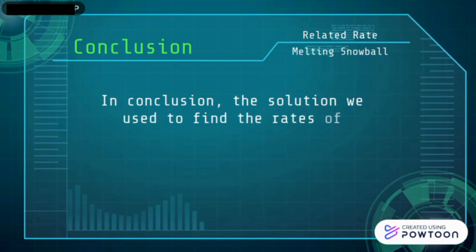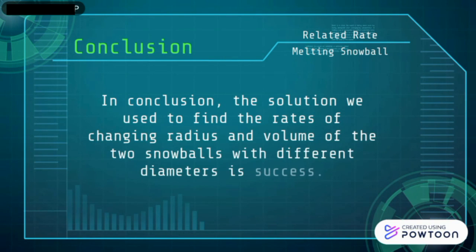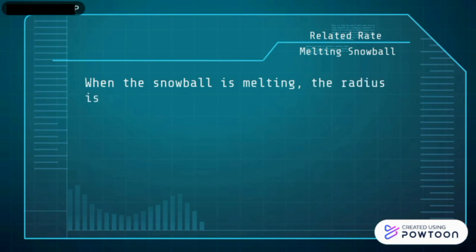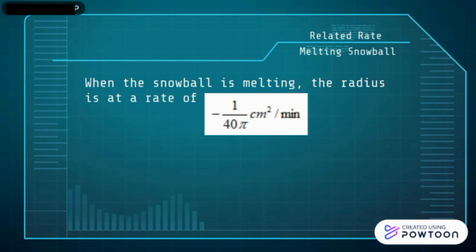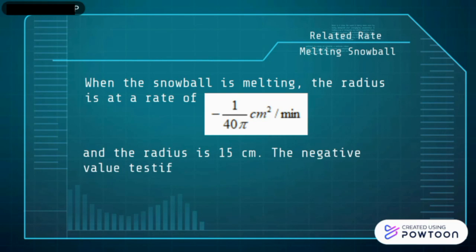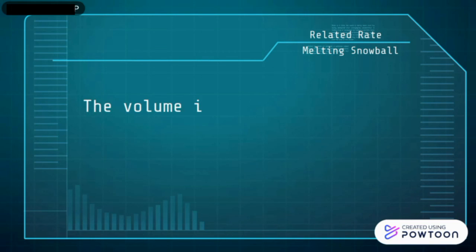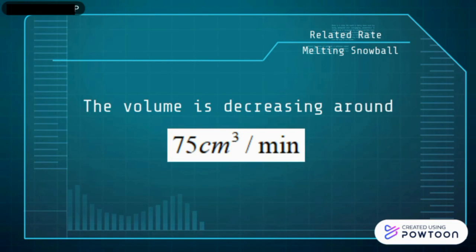In conclusion, the solution we used to find the rates of change of radius and volume of the two snowballs with different diameters is successful. When the snowball is melting, the radius changes at the rate of negative 1/45π cm per minute when the radius is 15 cm. The negative value testifies that the radius is decreasing as the snowball melts. Besides that, the volume is decreasing at around 75 cm³ per minute. That's the answer.